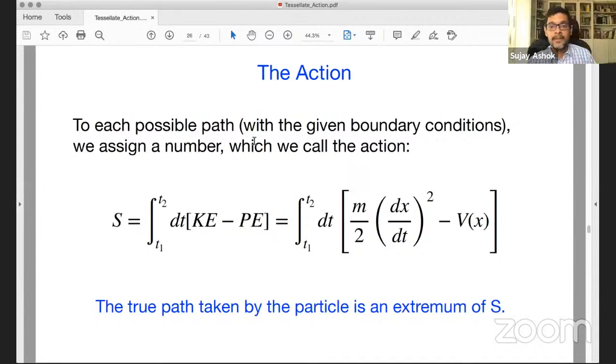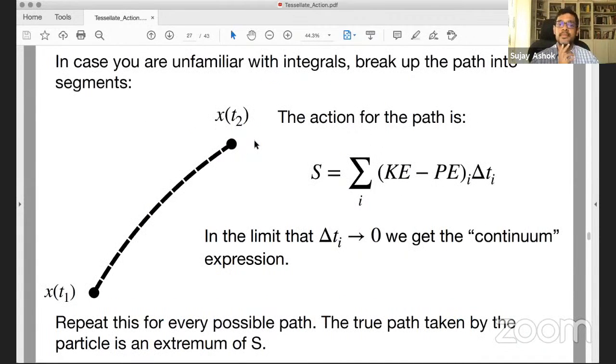Yes, good. So if you're not familiar with integrals, that's fine. What I do is I break up the time interval into various chunks, which I call delta t. In each chunk, I take the average kinetic energy and average potential energy, take its difference, multiply it with this time interval, and sum over each time interval. That's essentially what integration is. In the limit where this path becomes a smooth curve, I'll get the integral expression that I have. It really doesn't matter. All I'm saying is, for every path, I give you an action. Is this point clear?